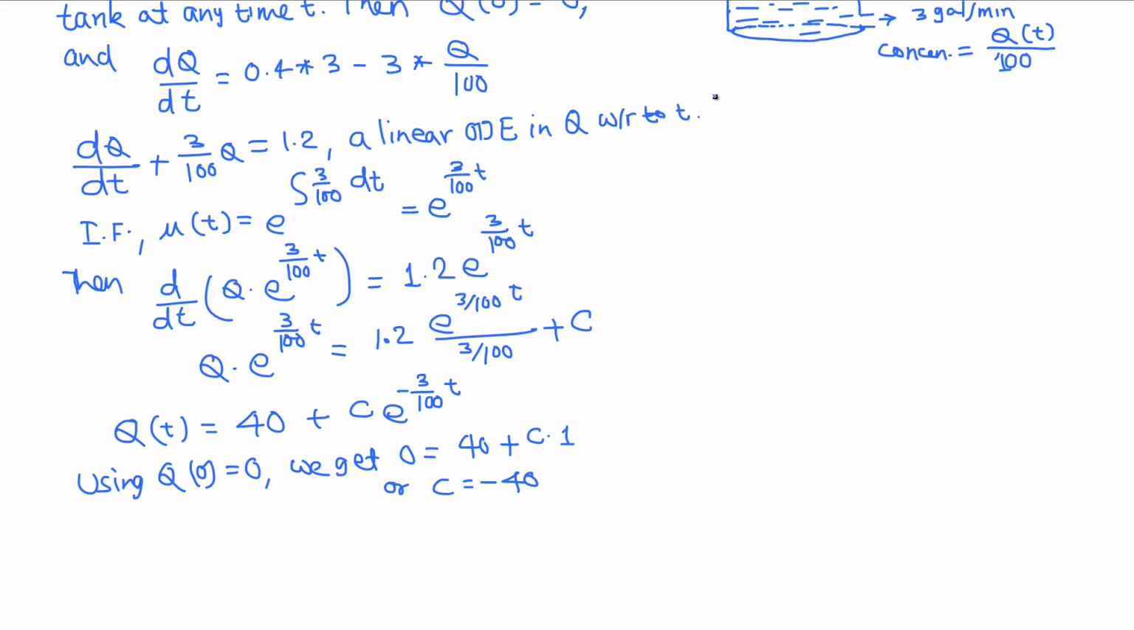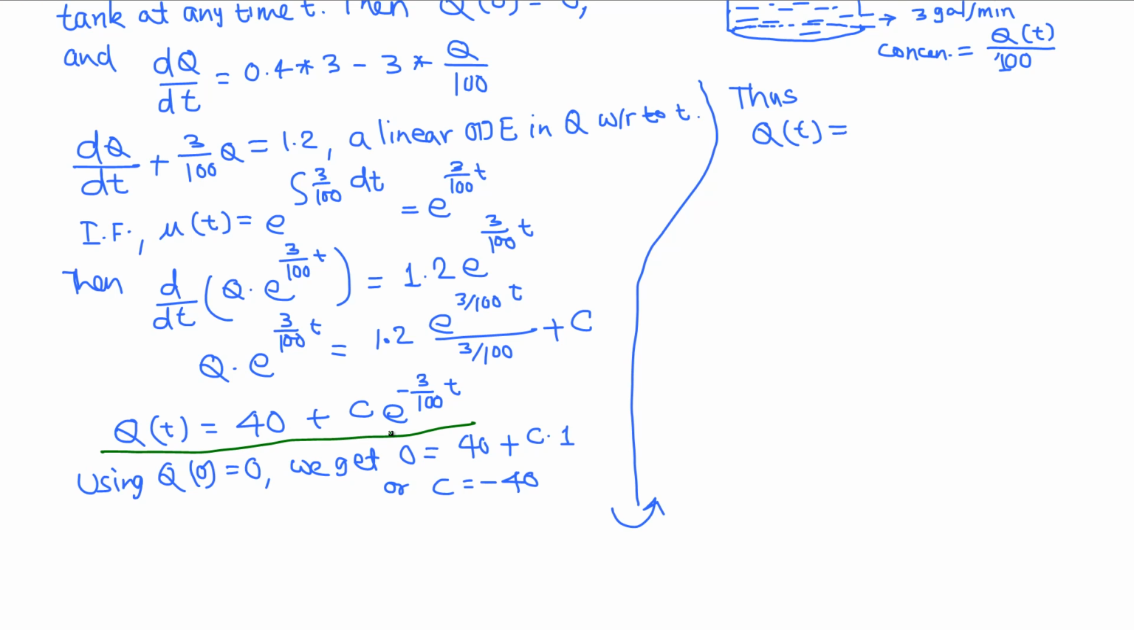Thus we found the amount of salt at any time t. Q(t) is given from here, and we just found the value of C, negative 40. So Q(t) = 40 minus 40 e raised to negative 3 over 100 t. Now we can answer the 3 parts.